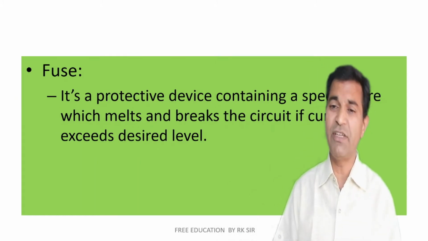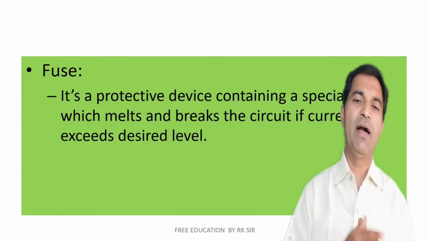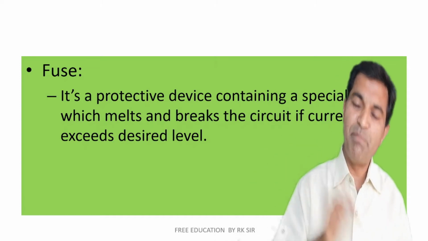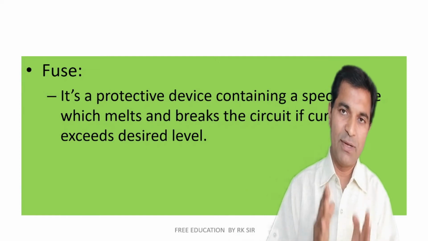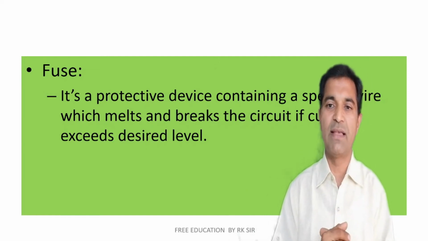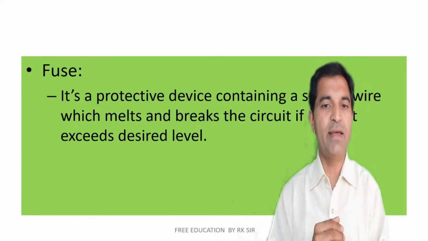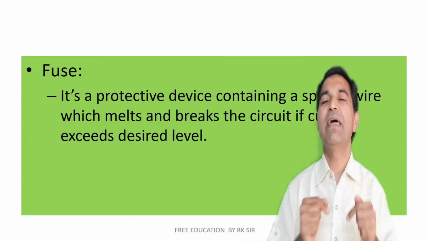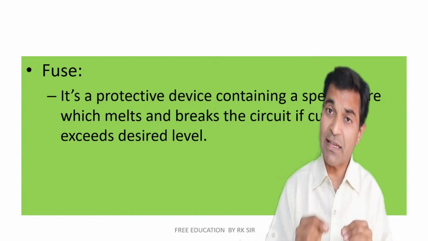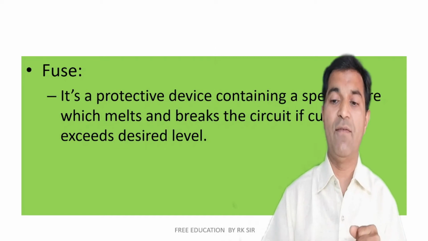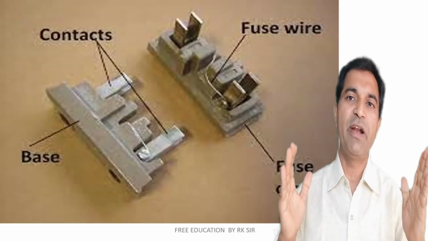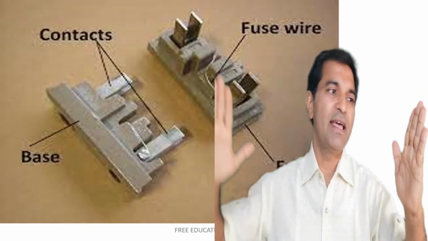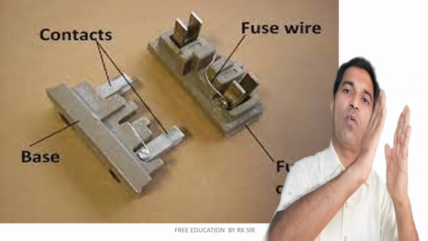It is a protective device containing special wire which melts and breaks the circuit if current exceeds the safe desired level. What is a fuse? It is a protective device containing special wire which melts and breaks the circuit if current exceeds the desired safe level. A fuse looks something like this, right? It is made up of two parts. One is the base, and the fuse just laps over the base.